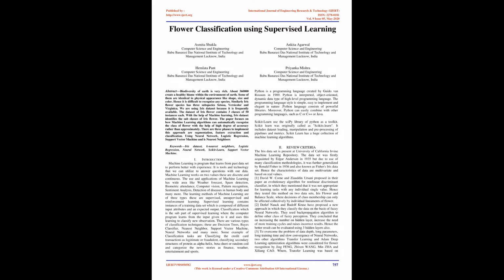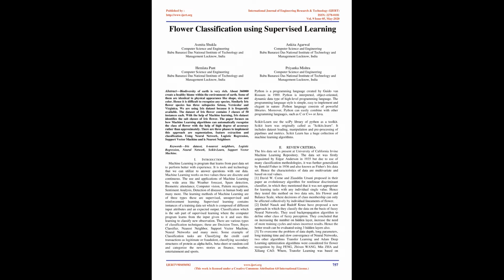Similarly, the iris flower has 3 subspecies: Setosa, Versicolor, and Virginica. We are using the iris dataset because it is frequently available. The dataset of iris flower contains 3 classes of 50 instances each. With the help of machine learning, the iris dataset identifies the subclasses of iris flower.